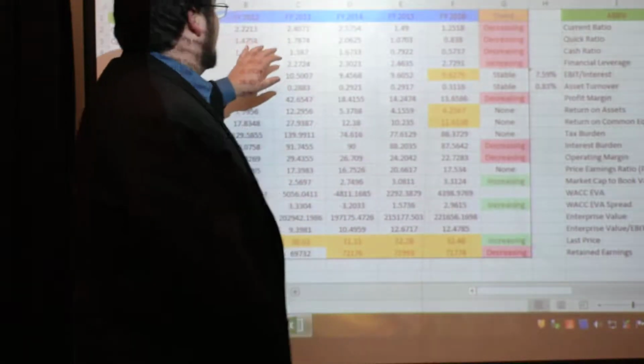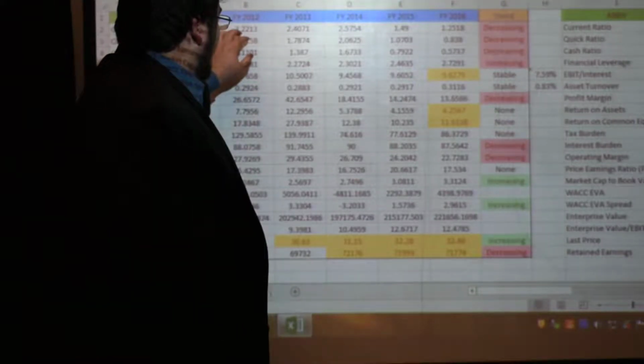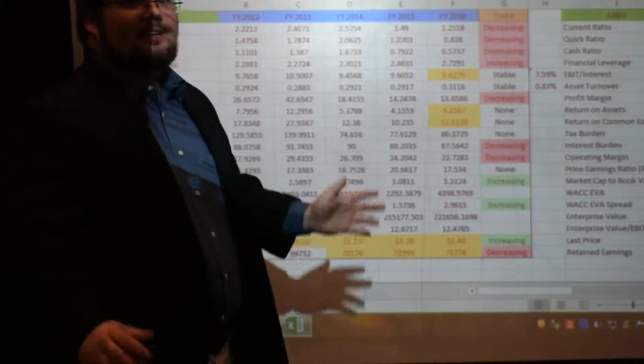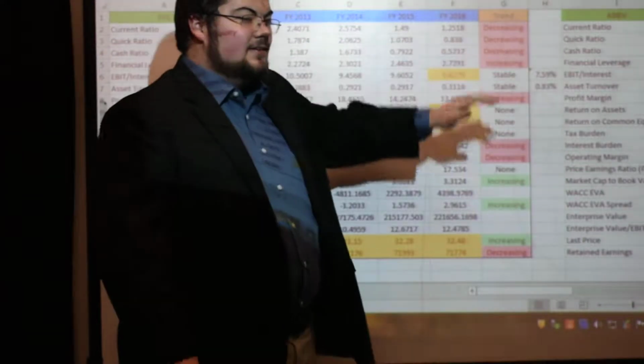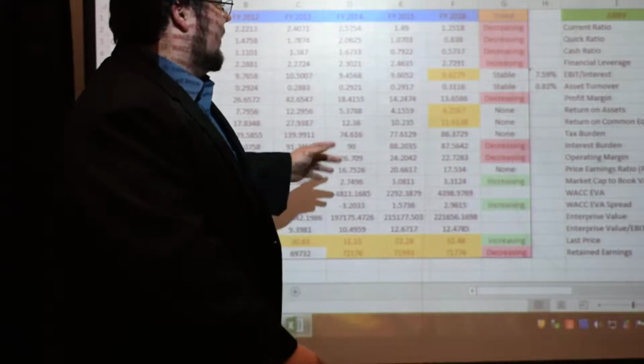So what I did was I went through and looked at each one through all 5 years and noted if there were any trends. Now, for some of them, there's maybe a 5-year trend. For some, there's a 3-year trend. But in the end, a trend's a trend, so I went ahead and labeled those.